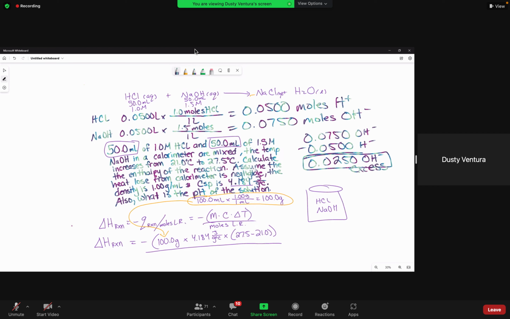And now we can figure out the pH by, first we have to divide by the total volume of the solution, which is 100 mils. So that's 0.1 liter.